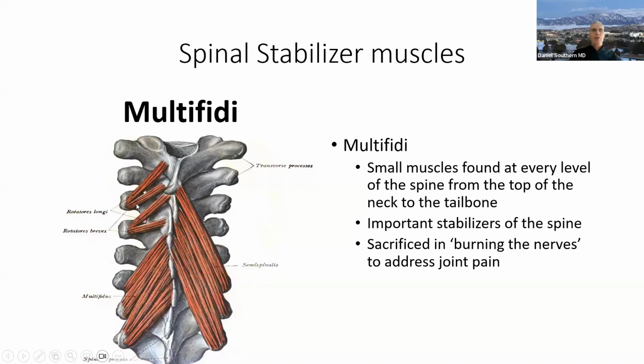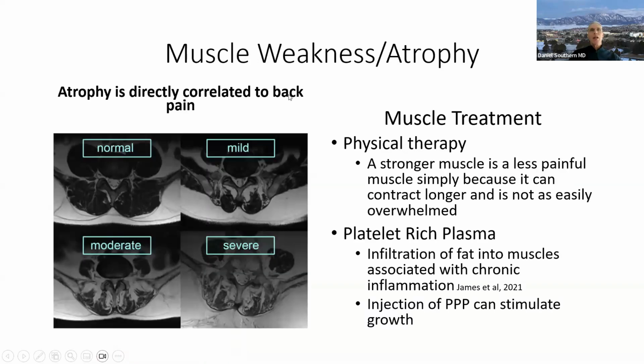Here's a graphic picture of them. They're small muscles, but there's just tons of them, as you see. There's 2 at each level, and they're up and down the entire length of the spine, from your tailbone to the base of your skull. They are very important stabilizers of the spine. So when you destroy them by burning the nerves that supply the facet joints, you're doing a bad thing. It's not a smart procedure.